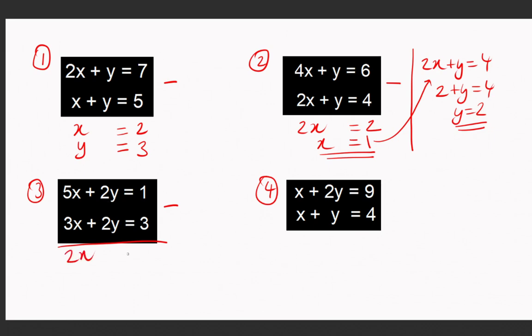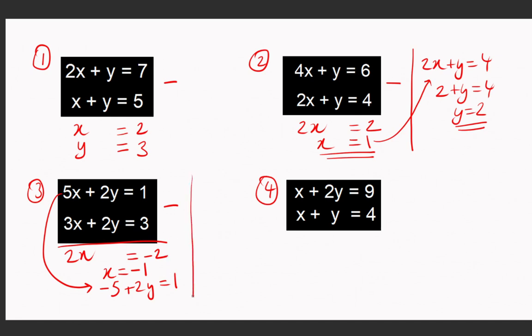2y minus 2y is nothing. 1 minus 3, that's minus 2. So what's the value of x? Well, it's minus 2 divided by 2, which is minus 1. Now we've got to work out the value of y. Again, slightly more complicated. Let's take the top equation this time. And if we know now that x is equal to minus 1, 5 times minus 1 is minus 5, plus the 2y has to be equal to 1.